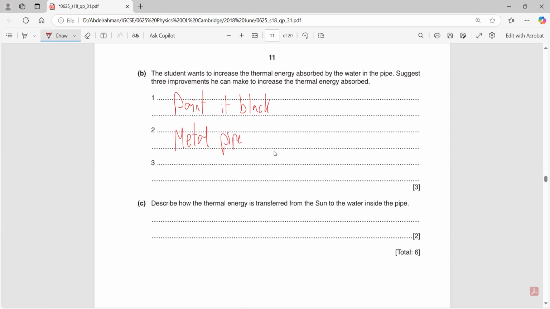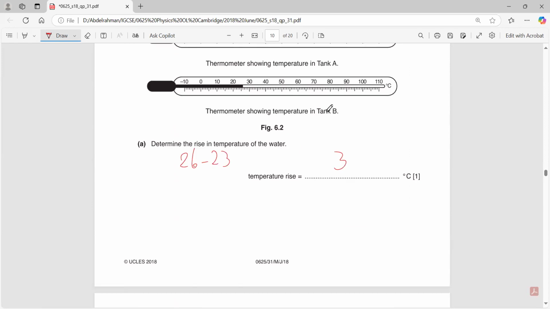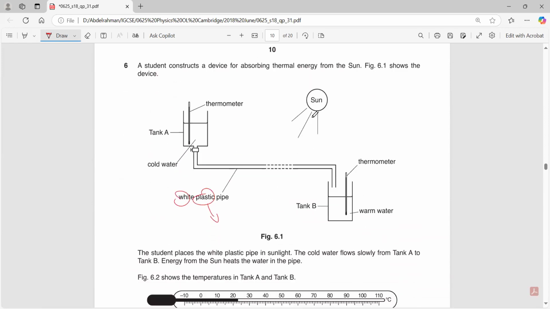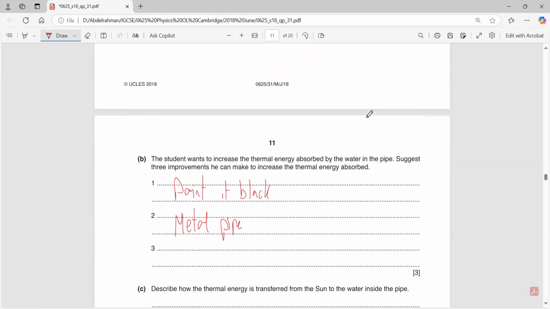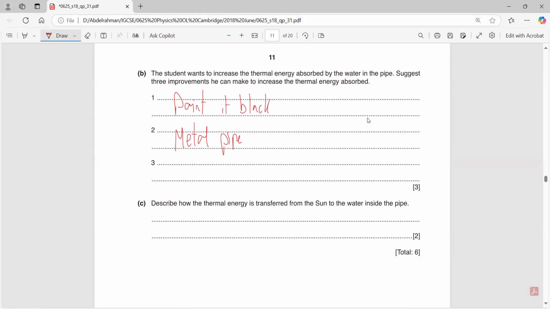The third one is actually quite easy too. Instead of having a very short pipe, increase the length of the pipe. A longer pipe. So use a much longer pipe.